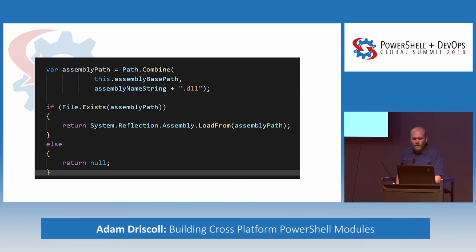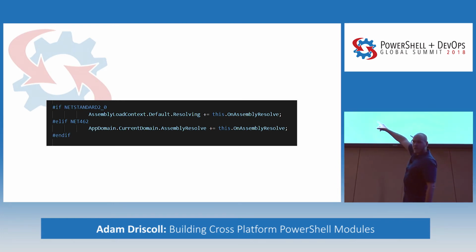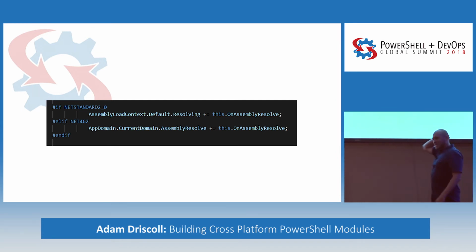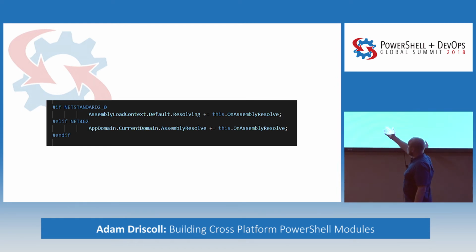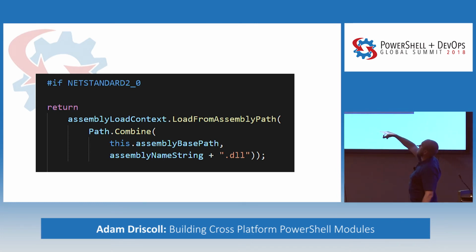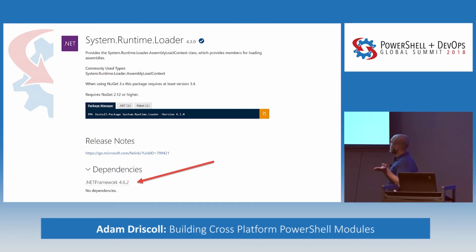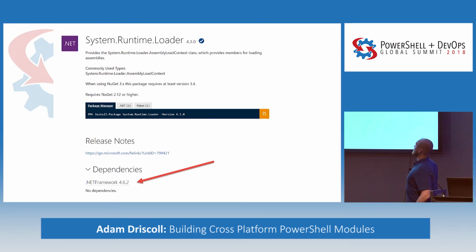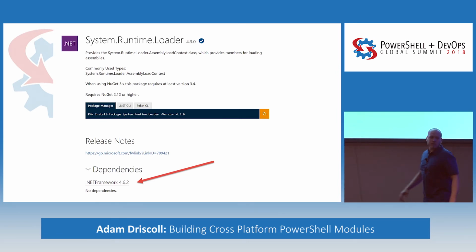Problem is, in .NET Standard, or .NET Core, they got rid of app domains. App domains don't exist anymore. So you can't use that assembly resolve thing in .NET Standard. You use the assembly load context. So it's like, okay, sweet, I'll use the assembly load context, which looks like this. It's the same thing. I'm using the assembly load context, load my assembly. And it uses this thing called the System.Runtime.Loader. It's another NuGet package you pull down. Everything's a NuGet package now. You can see it supports .NET Framework 4.6.2, so it's like, oh, this is the holy grail.